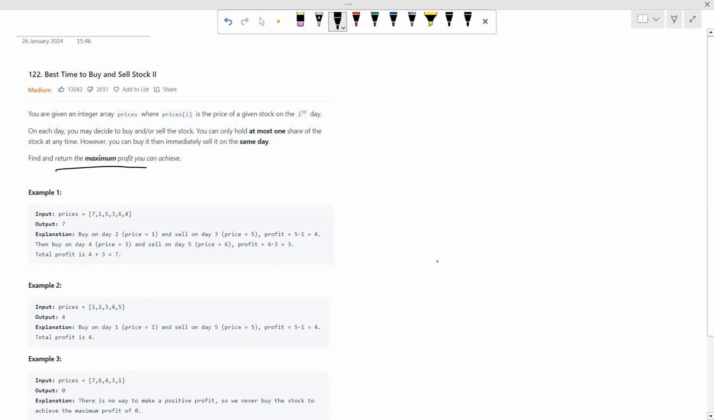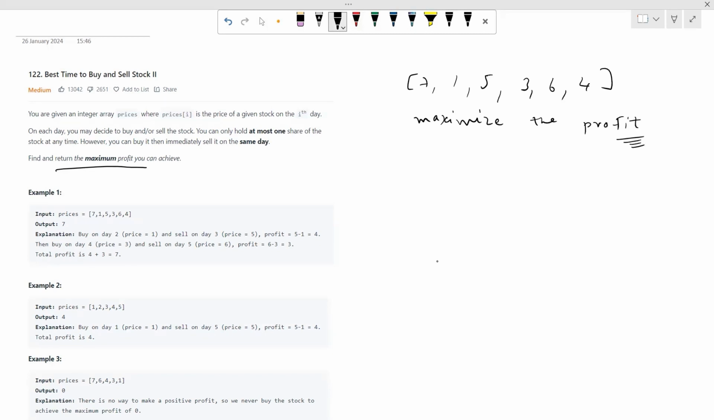Now let's look at the first example. It is 7, 1, 5, 3, 6, 4, right? Now we need to maximize the profit. What things we need to keep in our mind? We can only hold at most one share of the stock at any time.